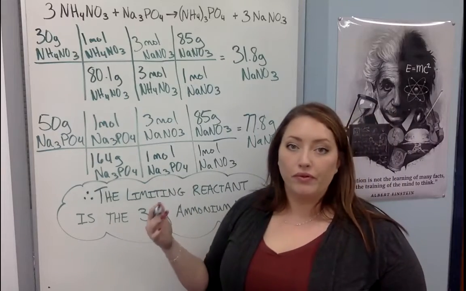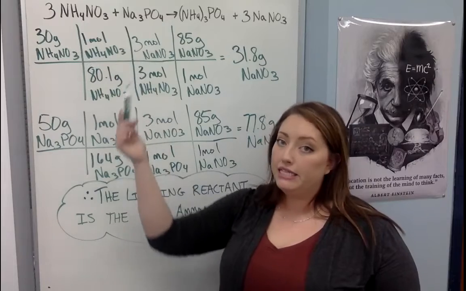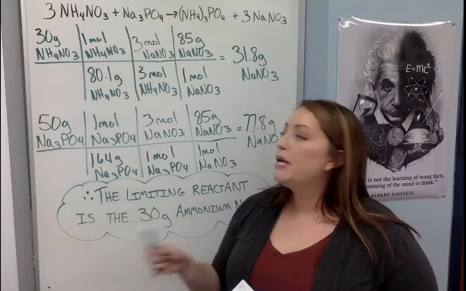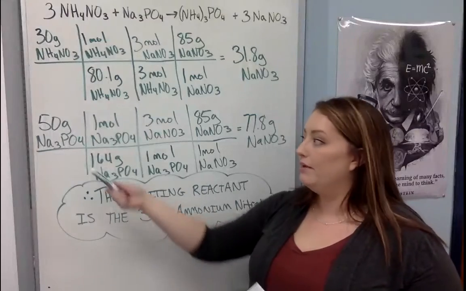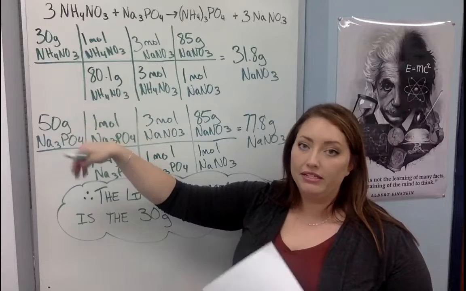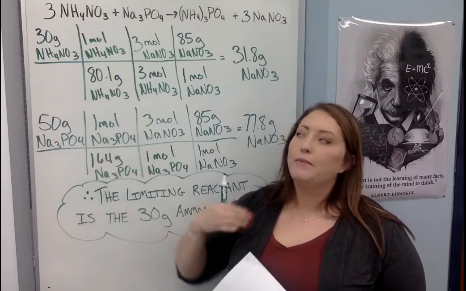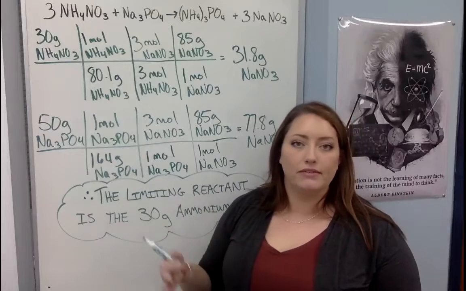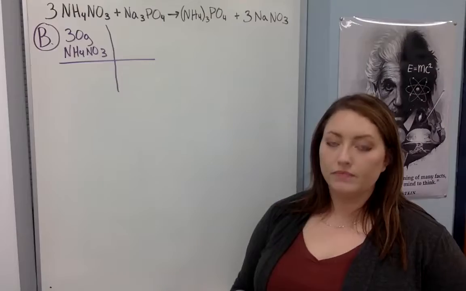Sometimes it does correlate where the lesser mass that you're starting with ends up being your limiting reactant, but not always. So you can't just look at this and say, well, obviously 50 is larger than 30. You can't decide on your limiting reactant off of that information alone, because depending on the moles and the masses and everything, that just may not be the one that limits your reaction.